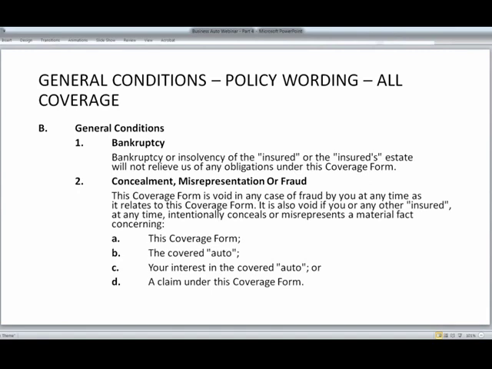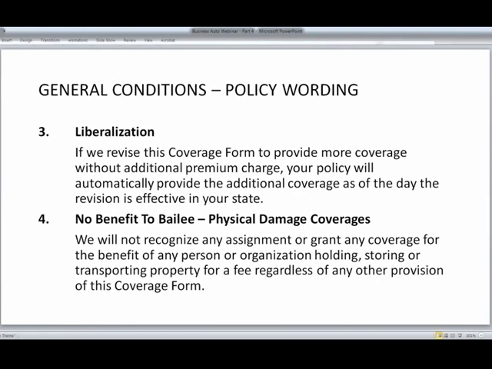We do have some general conditions in the policy that apply to all coverages. We still have to pay loss of bankruptcy. We can void policies for concealment, misrepresentation, and fraud if any of the facts were withheld by the insured, and we would not have issued this insurance policy. The liberalization says if we have new forms, we'll interpret the old forms to meet the new forms, and there's no benefit to the bailee in the physical damage coverage, just to the insured.